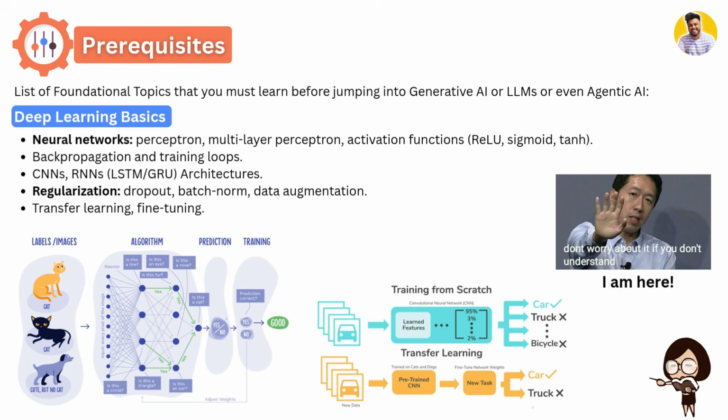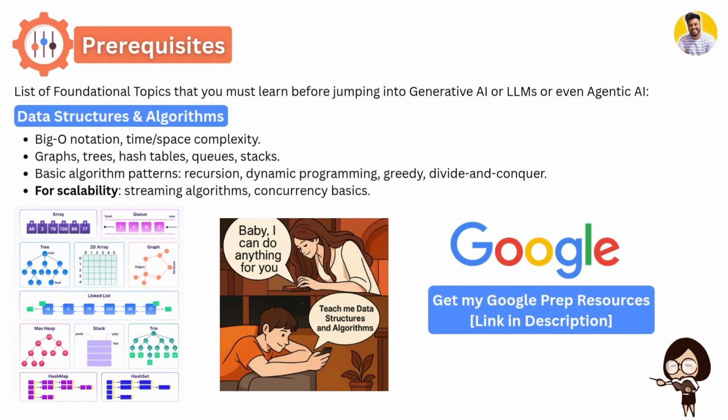And to get your job in FANG or the more product-based companies, and to increase your problem-solving skill, learn about the data structures and the algorithms. So learn about big O notation, time space complexity, graph, trees, and all type of data structures as well. Their coding patterns like recursion, dynamic programming, sliding window, two pointers as well. And along with the scalability, learn about the streaming algorithms, the concurrency, multi-threading, multi-processing as well.